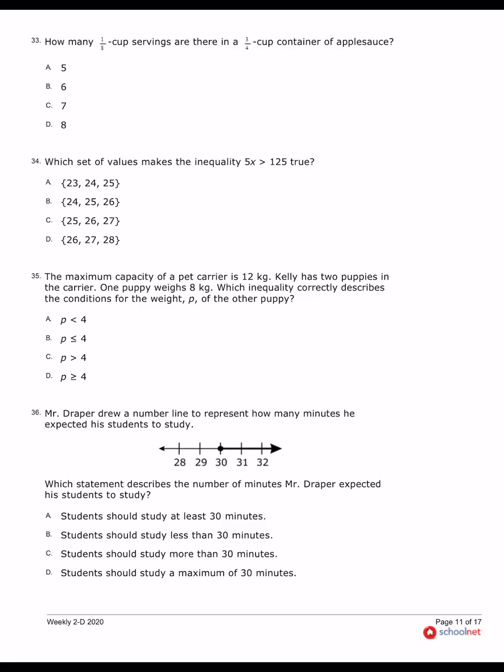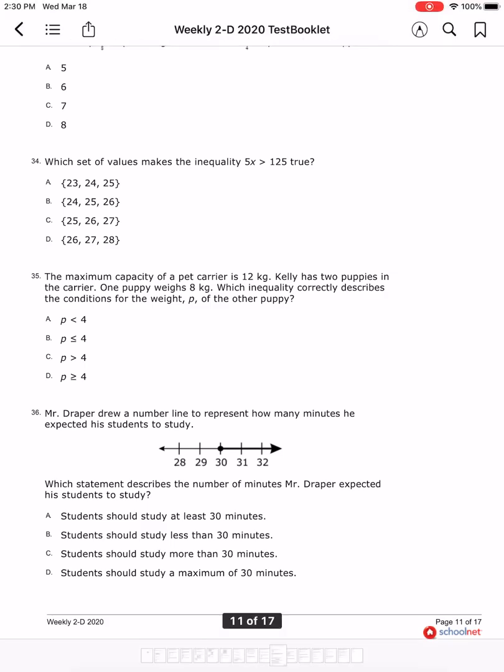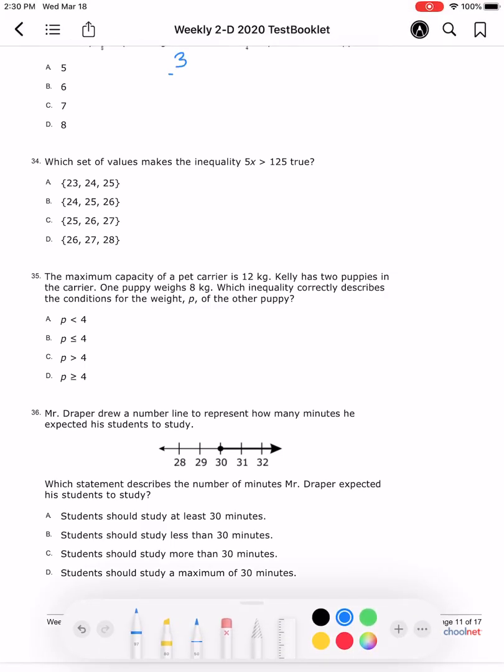How many 1/8 cup servings are there in a 3/4 cup container of applesauce? We have 3/4 of a cup. Each serving is 1/8 of a cup. Find a common denominator. 6/8 divided by 1/8 is 6/1, which equals 6.